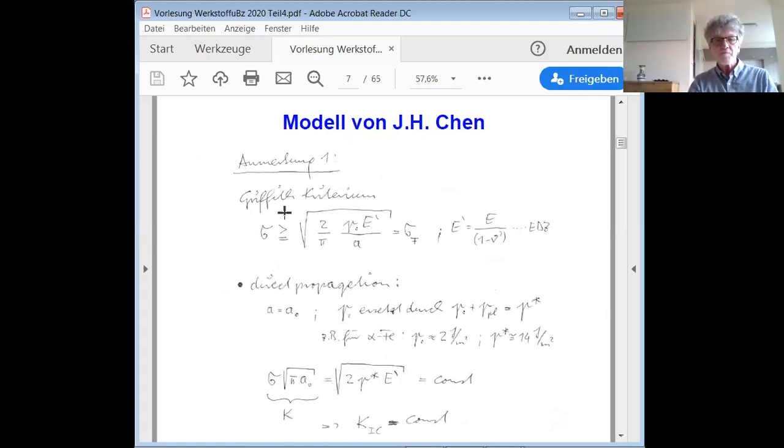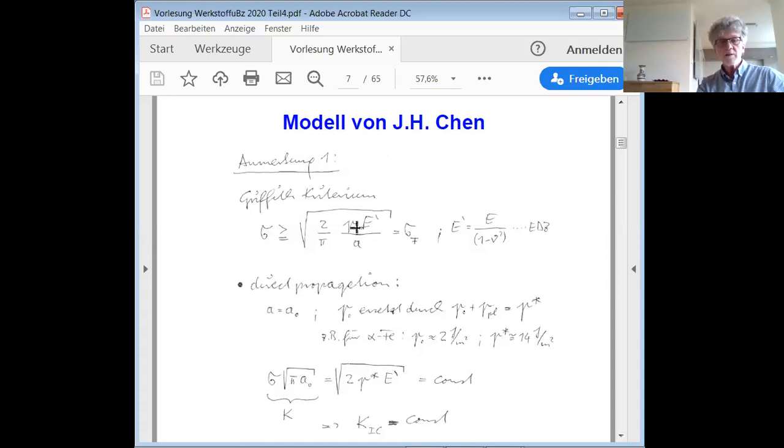Now, that is the Griffith criterion, we know. That is for the critical stress. If I have a defect given, then the critical stress must be larger than the square root of 2 E gamma divided by pi times the crack length a. E is Young's modulus. For plane strain, you have to account for the Poisson's ratio. And gamma naught is the plastic work that is required for cleavage fracture. For direct propagation, you insert here the initial crack length a naught.